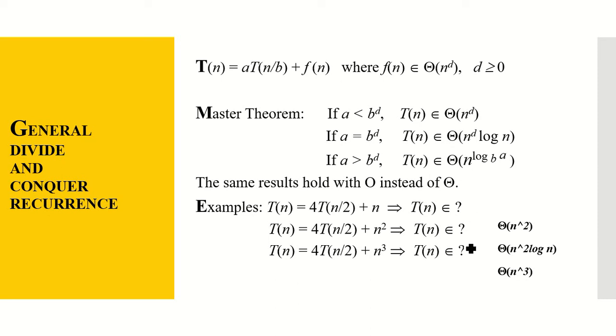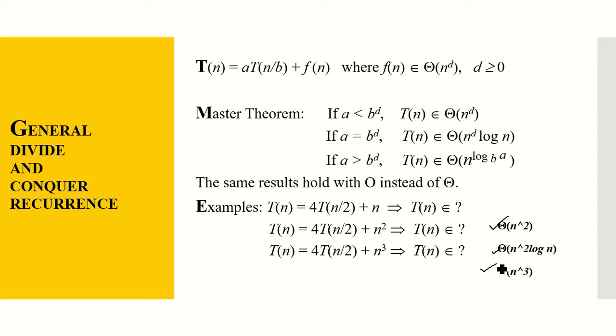Now, these are three equations whose answers we're looking for. If T(n) = 4T(n/2) + n, then T(n) belongs to theta of n squared. If T(n) = 4T(n/2) + n squared, then T(n) belongs to theta of n squared log n. And if T(n) = 4T(n/2) + n cubed, then it belongs to theta of n cubed.